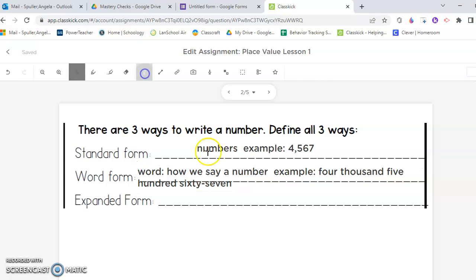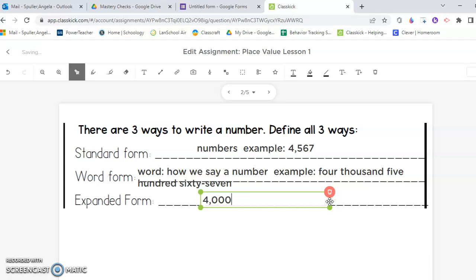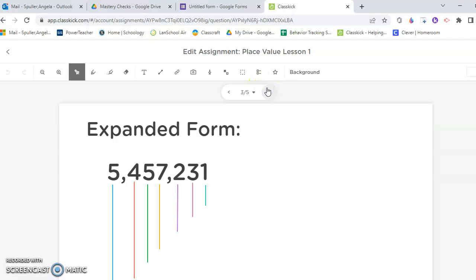And then to expand it, I'm going to show you this, but then I'm going to demonstrate it better. So 4,000 plus 500 plus 60 plus 7. So that's expanded form. Now we're going to look at it more on the next couple of slides.